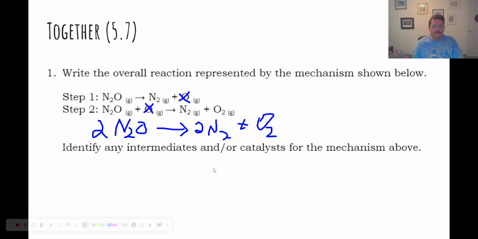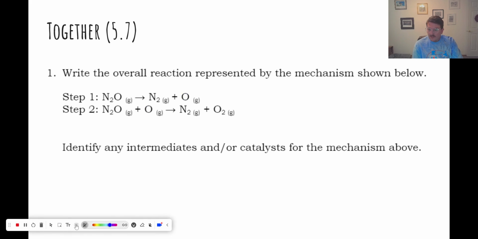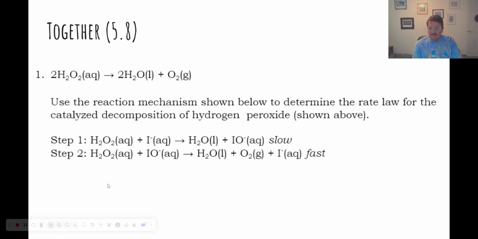Okay, so the thing we crossed out there, is that an intermediate or catalyst? That's an intermediate, because it was produced and then consumed. A catalyst would be consumed and then produced. And nothing's doing that, so there's no catalyst in this reaction. All right? Cool. I think we got another problem.